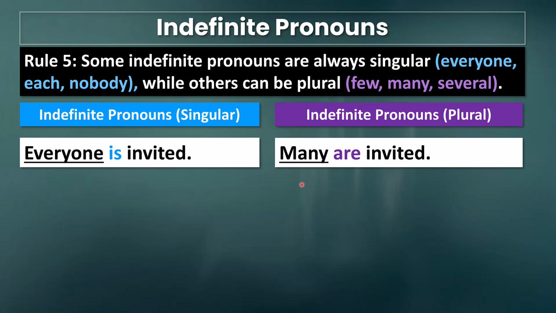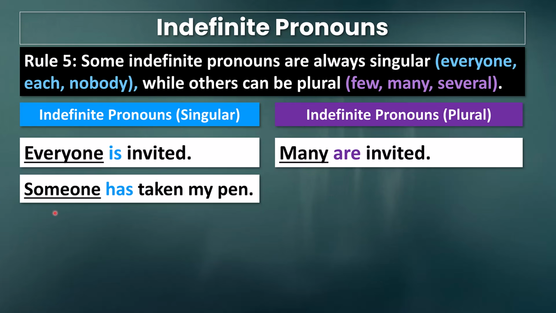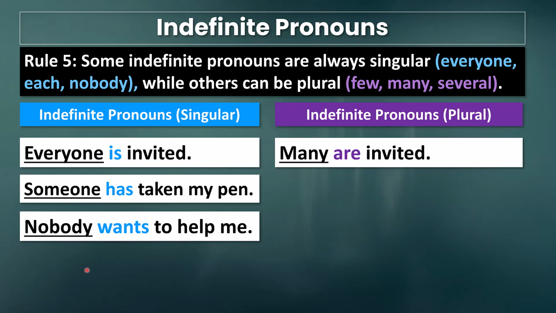Whereas a plural indefinite pronoun, like many, is plural. Many are invited. Someone has taken my pen. Again, someone is an indefinite pronoun that is singular, so it always requires a singular verb. Nobody wants to help me. So the most common singular indefinite pronouns: each, everyone, someone, anybody, nobody, everything, something, nothing.